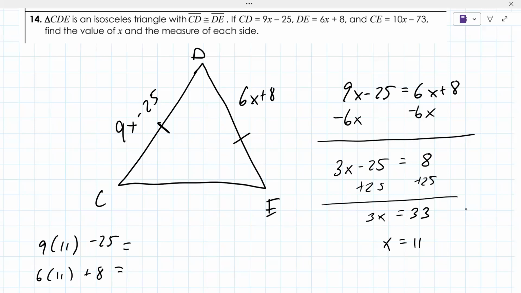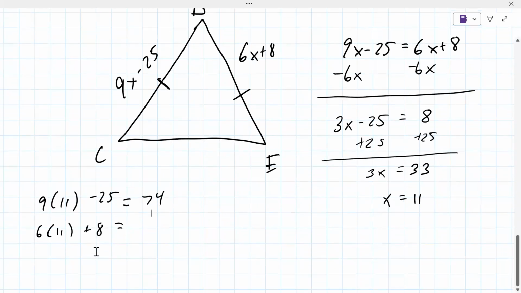Okay, so the first one would be 74. Good. I don't know what the second one is. It's 6 times 11 plus 8. Can you scroll down, please? Thank you. That would be 74. Good.